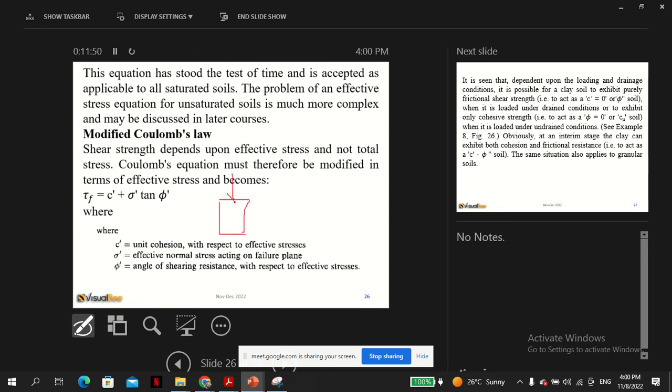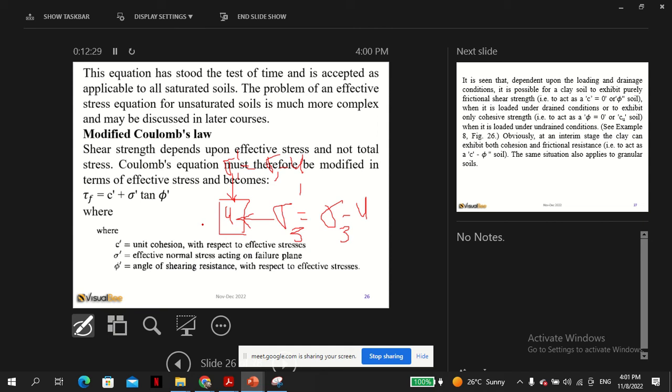So these effective parameters take care of the pore water. Sigma 1 prime is the total stress sigma 1 minus the pore water pressure. Again, sigma 3 prime equals the total stress sigma 3 minus the pore water pressure. Water exerts pressure everywhere the same, so the pore water pressure would be the same inside the sample. So this is the modification of the Coulomb theory after we knew this.